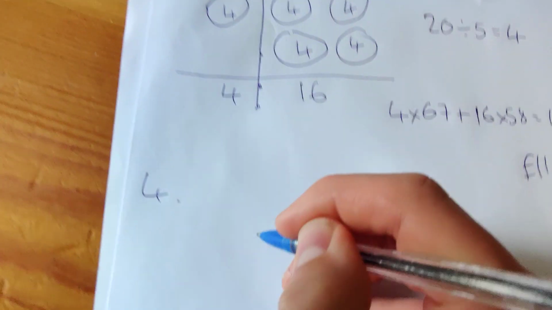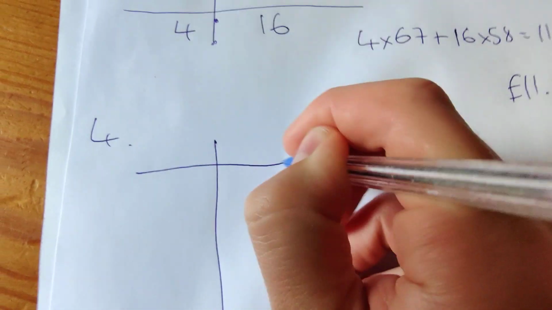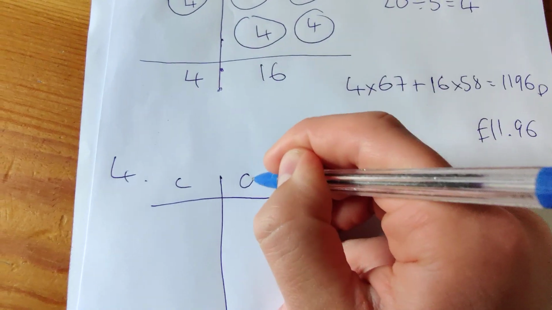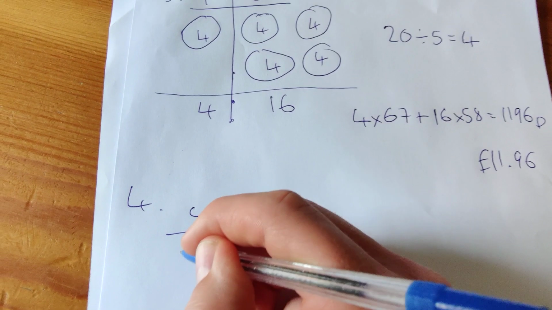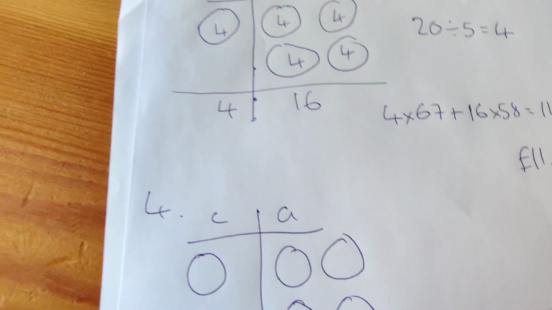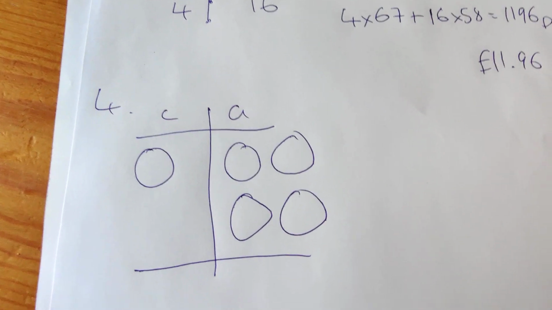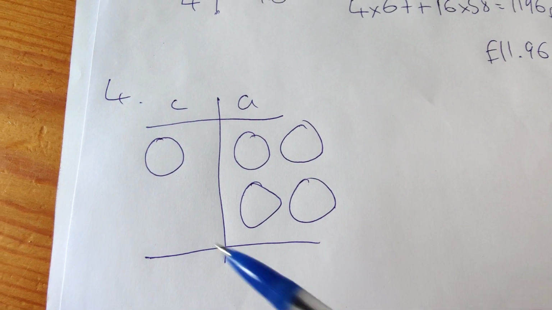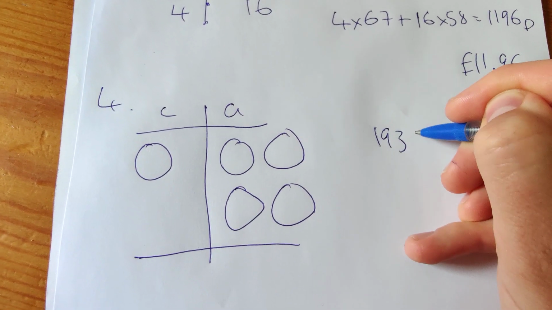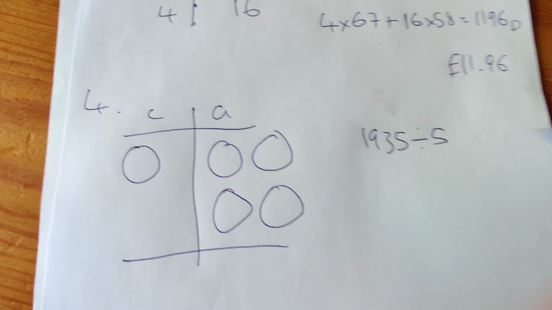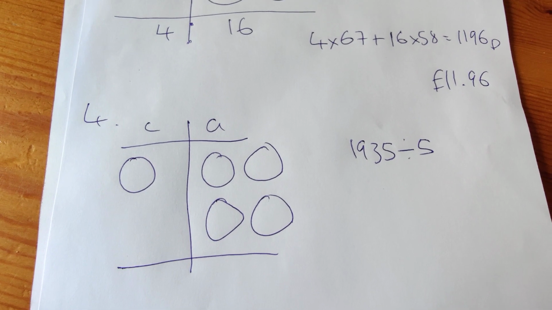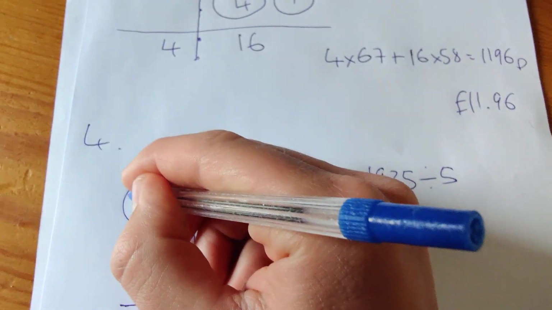Draw your table. Keep drawing these tables. I've got children to adults is 1 to 4. I've got 1,935 all together. That's 5 parts being represented by that 1,935. So I'm going to share my 1,935 between my 5 parts, leaving me 387 in each part.